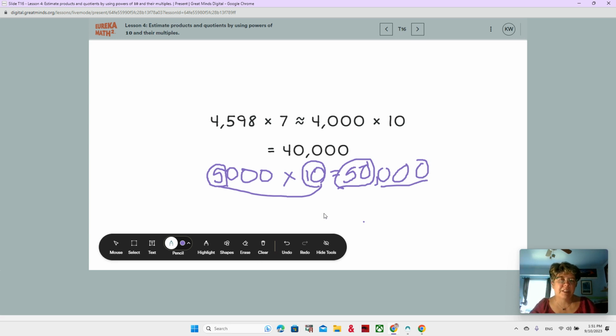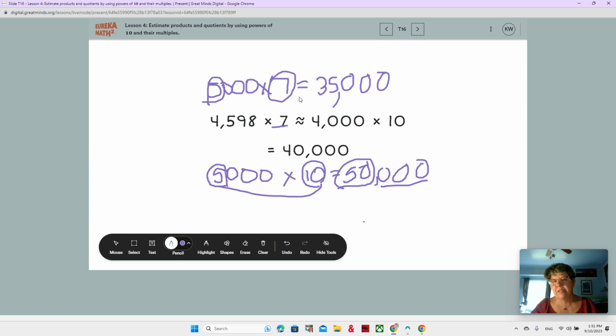All right, so could she have done something else that might even be closer? Could she have done 5,000 times 7 and not rounded her 7 up to a 10? Do we know 5 times 7? 35, and then our 3 zeros. Okay, so we have 3 different estimates here. We have 40,000, we have 50,000, and we have 35,000, right?